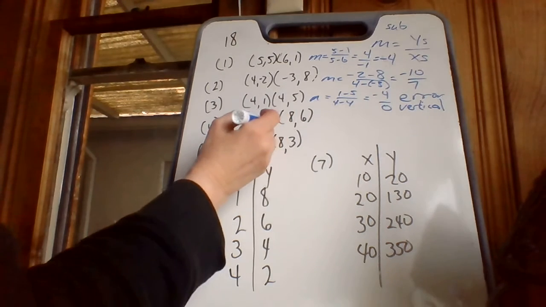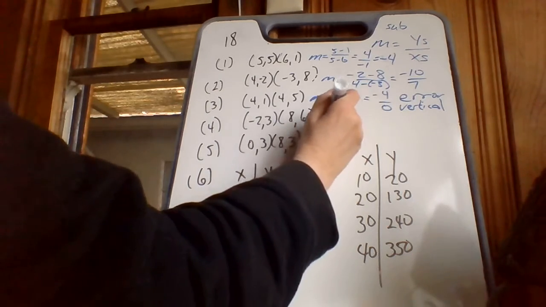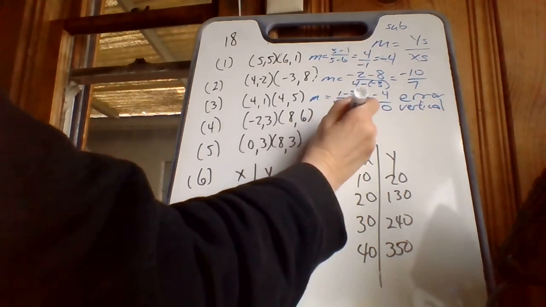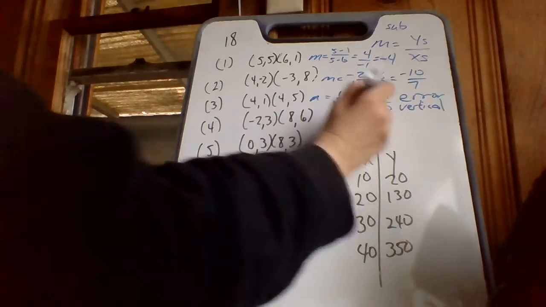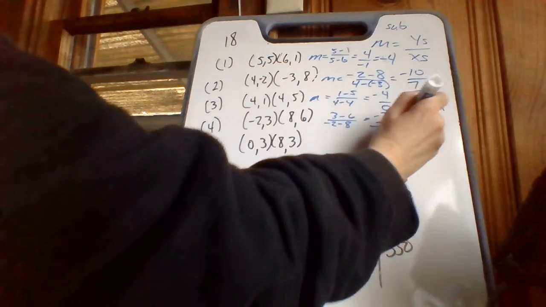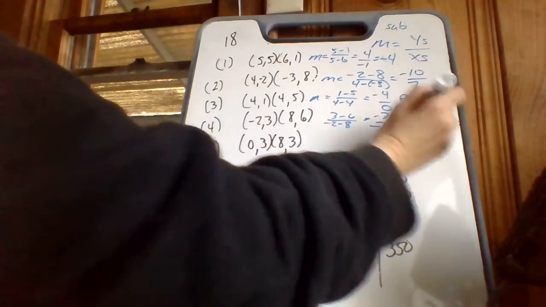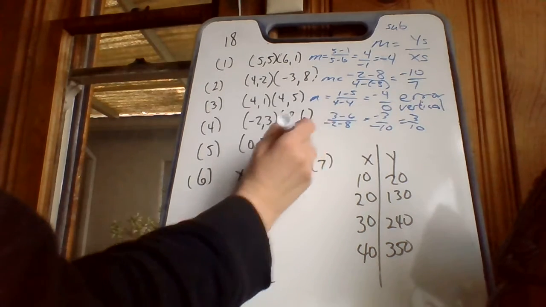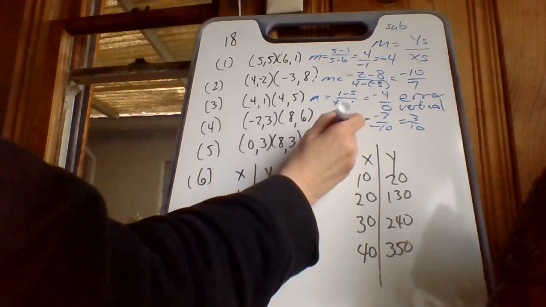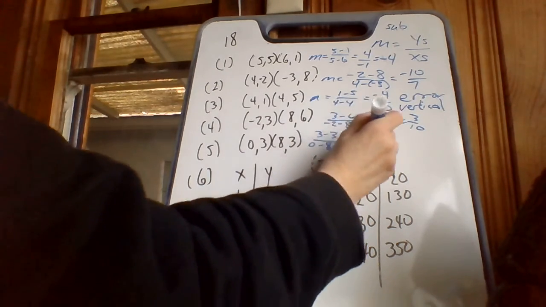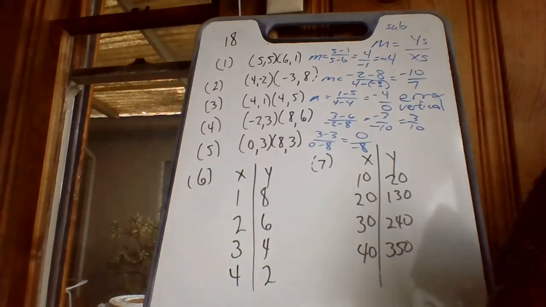Okay, now let's try number 4. 3 minus 6 over negative 2 minus 8. So that's negative 3 over negative 10. So that's positive 3/10, because negative divided by negative is positive. All right, and then the last one, 3 minus 3 over 0 minus 8. So that's 0 over negative 8.